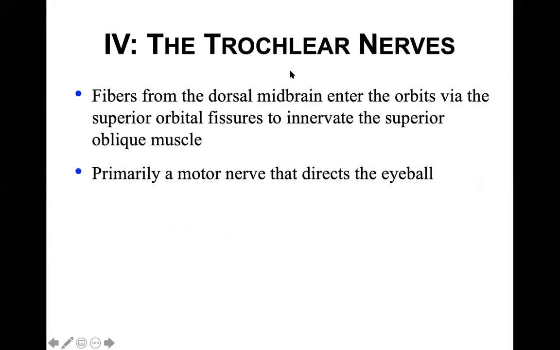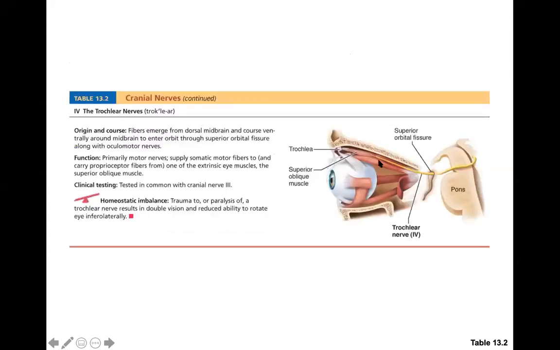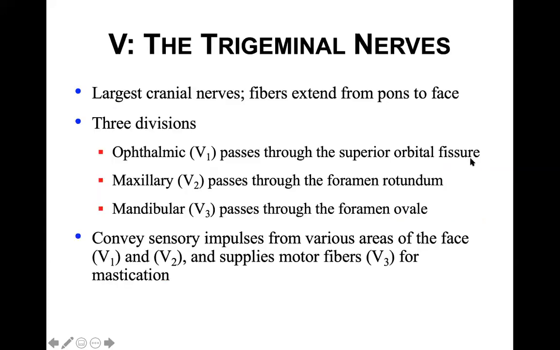Number 4, the trochlear nerve. Fibers from the dorsal midbrain will enter the orbits via the superior orbital fissure. And this is actually going to innervate the superior oblique muscle, and you'll see those fibers attached directly to the superior oblique muscle. This is primarily a motor nerve that will direct the eyeball. And here is the superior oblique muscle right here. You can see the fibers, and again, primarily a motor nerve.